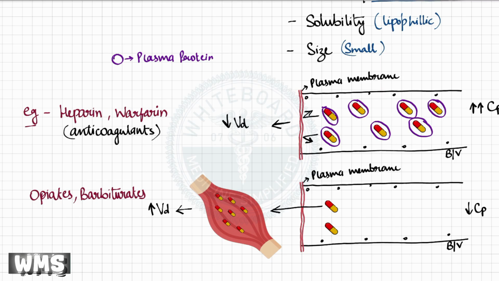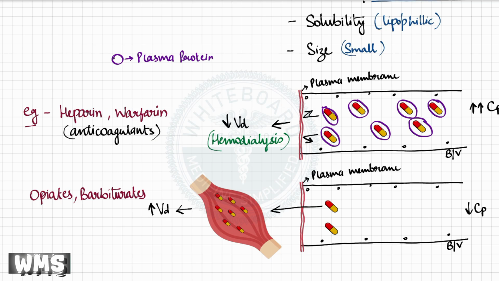Now, this property becomes extremely important from a clinical toxicity point of view. If a drug has a low volume of distribution, it means that most of the drug is present in the plasma. So, if a patient overdoses on such a drug, we can use hemodialysis to remove the drug from the blood effectively because the drug is actually accessible within the plasma compartment.